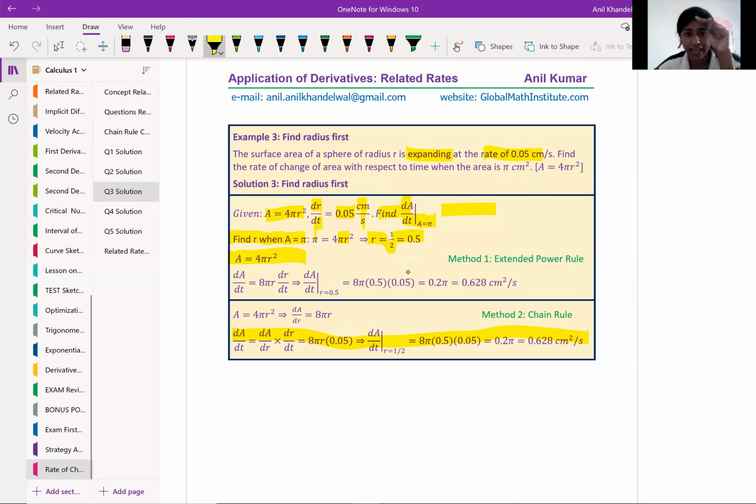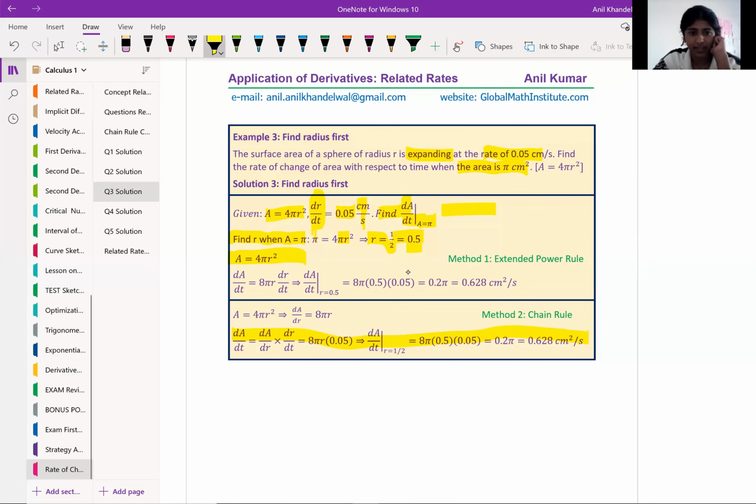So we have dA over dt when area is pi. So that's why your A equals pi. Yes. But we need r. So to find that, you do pi equals 4 pi r squared. And then we can find r squared equals a quarter, and then square root that is a half. Correct. Yeah, so that makes sense.